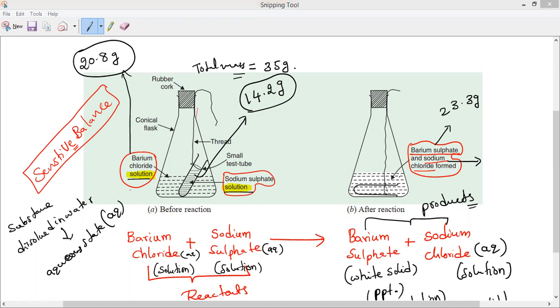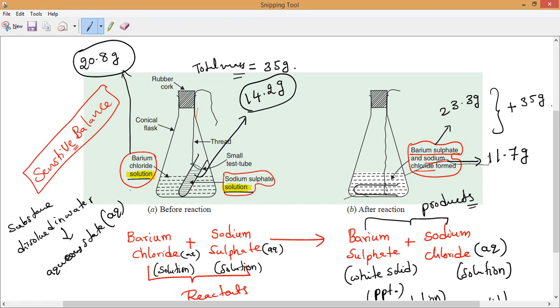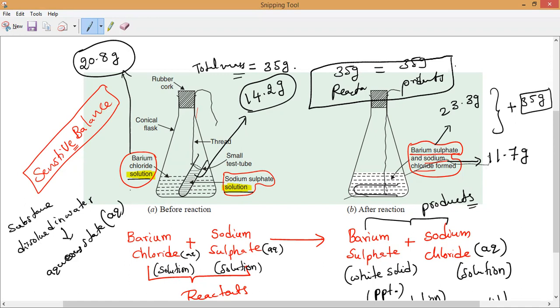11.7 grams will come. Now combine these two, how much is it? Add both. 35 grams, sir. You understand? So before also 35 grams of reactants, and now again 35 grams of products. So is the law remaining the same or not? Is the law of conservation of mass satisfied or not?